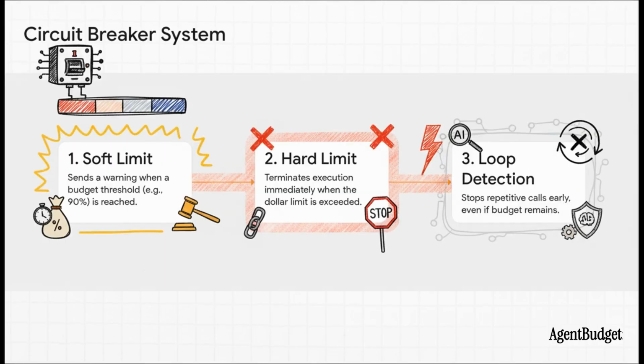It's amazing. So at its heart, it's this super smart 3-layer circuit breaker. First, you get a soft limit warning, a little heads up when maybe 90% of the budget is gone. Second, you have the hard limit enforcement, which will just terminate the execution if the budget is breached. And third, and this part is just so clever, it has a built-in loop detector. It can actually spot pathologically repetitive calls and stop a runaway agent before it even drains the full budget.